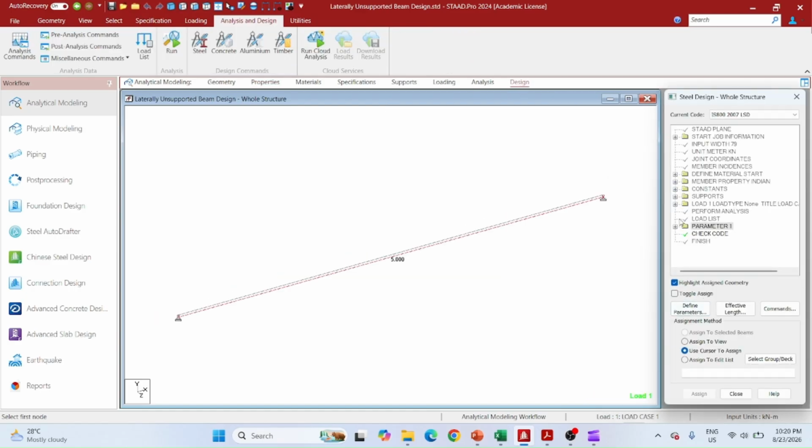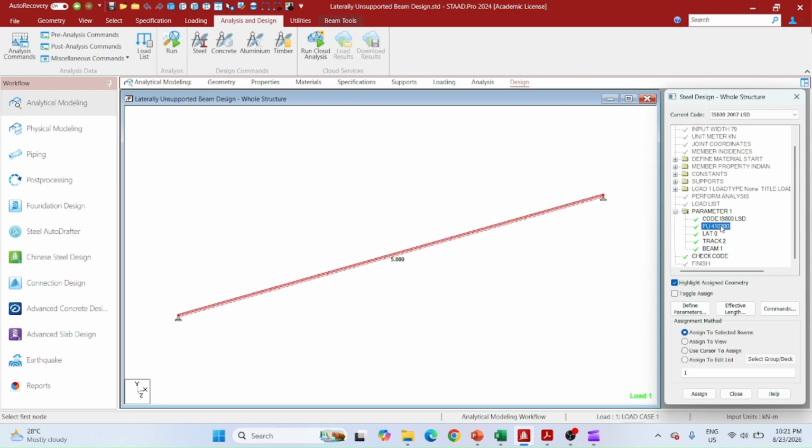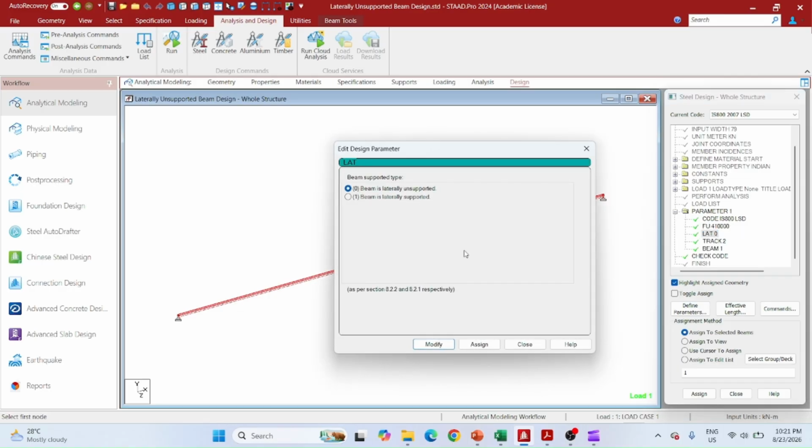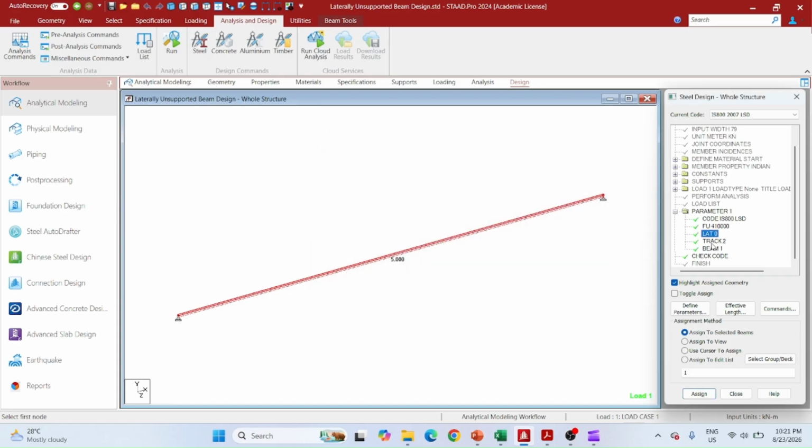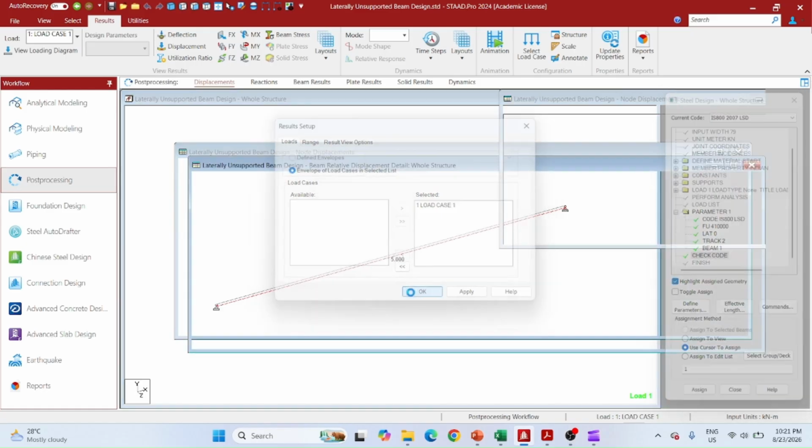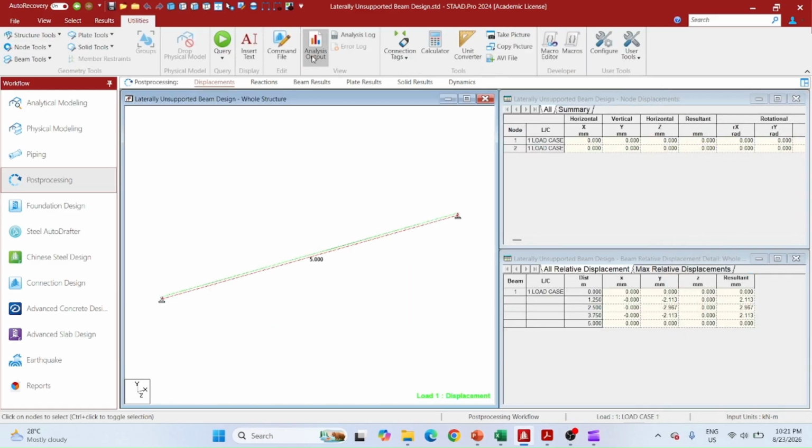We have also added the design parameters for this beam. So we have used IS 800 code, LSD, limit state design. The FU, that is ultimate strength for this beam, is 410 megapascal. Then the LAT parameter: as our beam is laterally unsupported, we have assigned it as LAT 0. And we have added track to beam 1 and check code. Based on this, STAAD.Pro will give the design results for this beam.